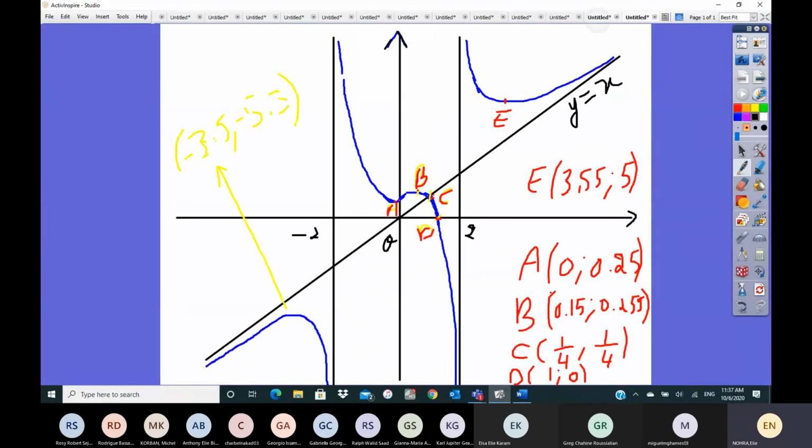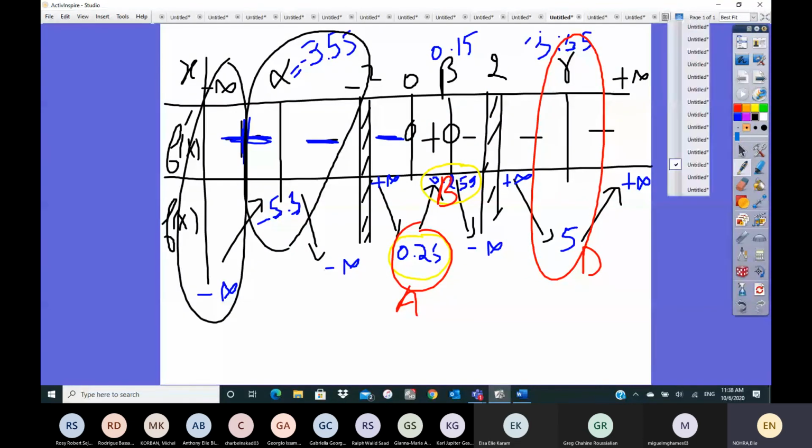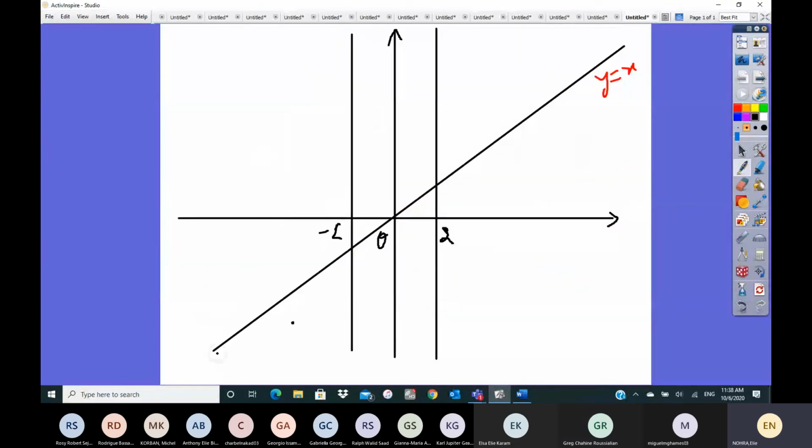Then we go back to the table. You see it, this is minus infinity. And you do it step by step, piece by piece. And we join these 3 points together and we get the first portion. Done.